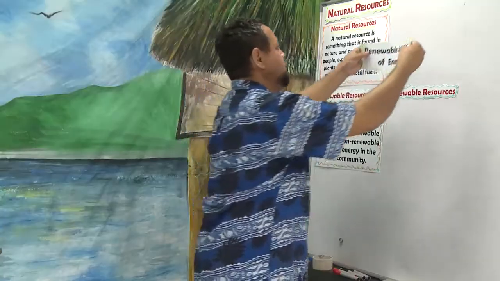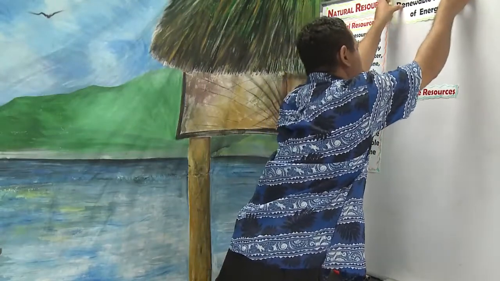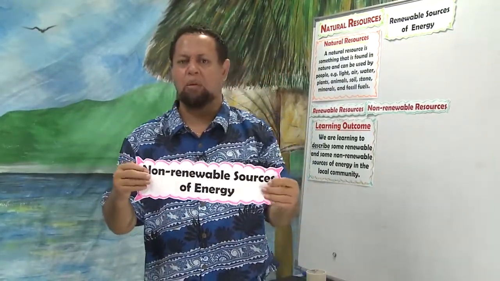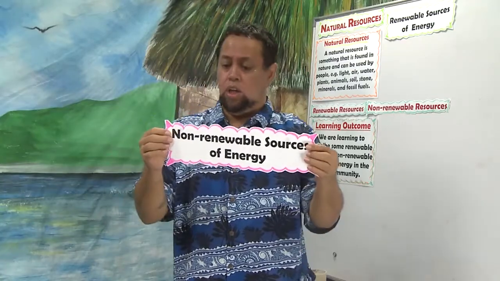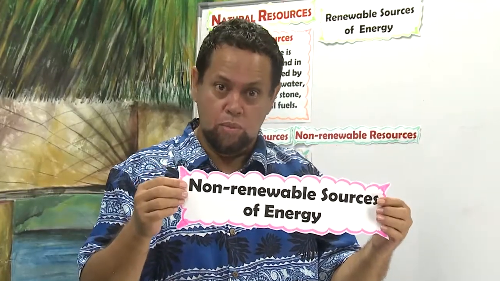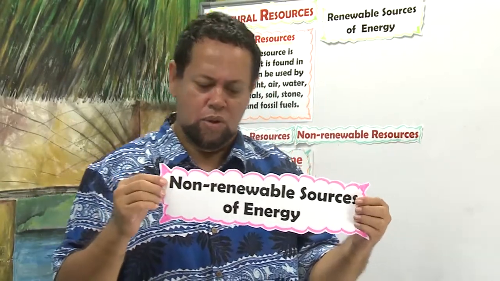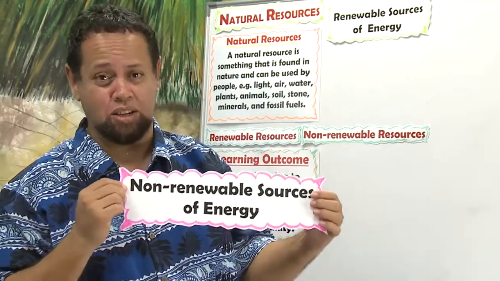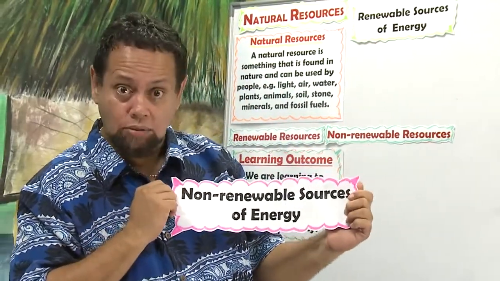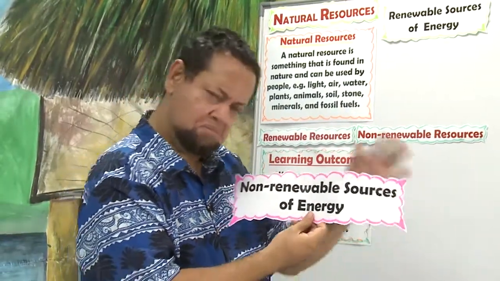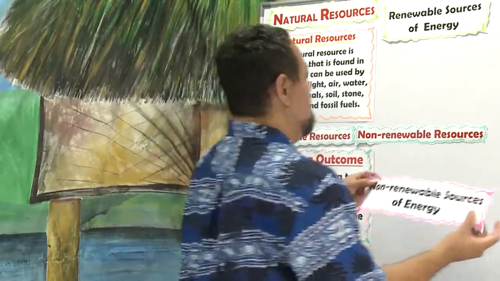Okay, put this up here. Renewable sources of energy. And the next one, guess. Oh, there's no need for guessing because you already know. Okay, it's non-renewable sources of energy. We need to stick to our learning outcome, because the learning outcome says the sources of energy. Okay, we put this up here.